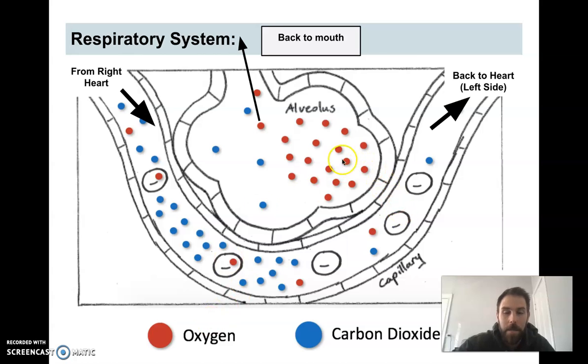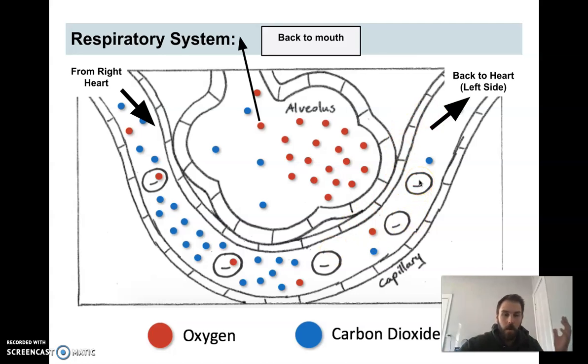And then I purposely have a high concentration of oxygen in my alveoli. When you breathe in, 20% of that air is oxygen. Most of it's actually nitrogen. 20% of that air is oxygen, and so we're going to have a high concentration here, and there's going to be a low concentration in our capillary because the oxygen in your blood had already been delivered to all the cells of your body. It's going back to your lungs to pick more up.